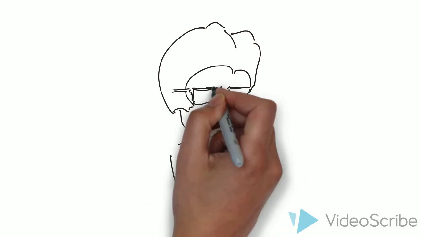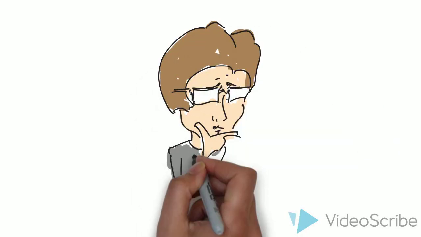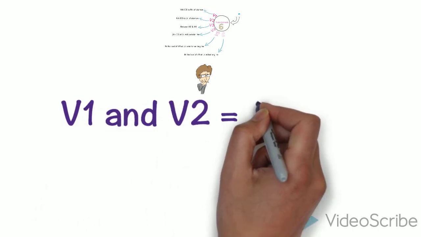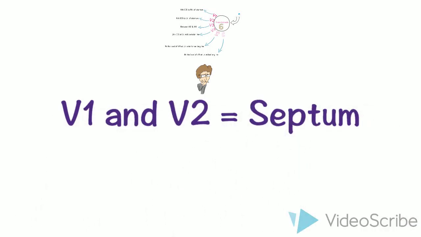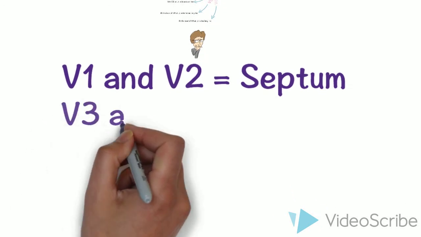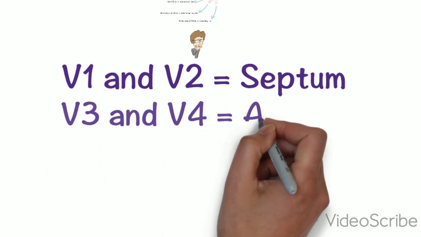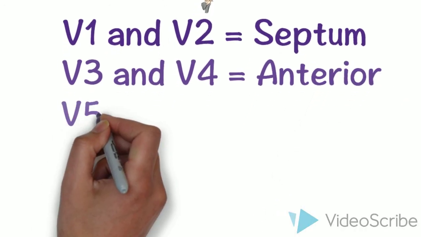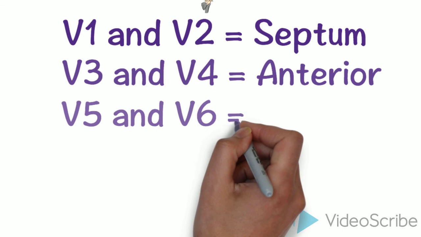So what's the importance of all these chest leads? V1 and V2 show us the septal part of the heart. V3 and V4 show us the anterior wall of the heart. V5 and V6 show us the lateral wall of the heart.